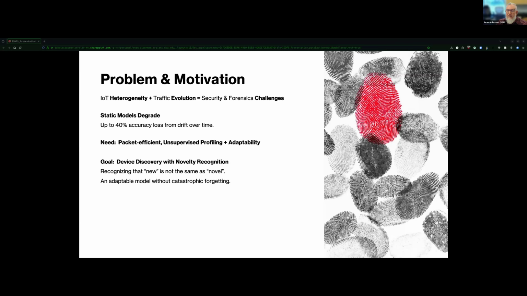So that's something that's new. Traffic is not always novel. It may be the first time we've seen it, but it's not something that's brand new, completely unseen.